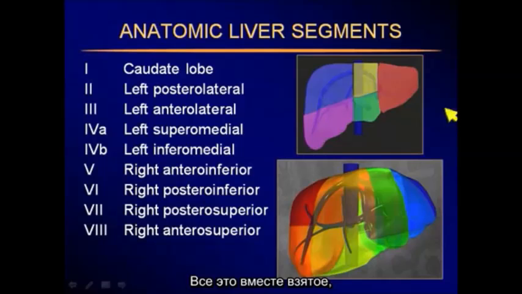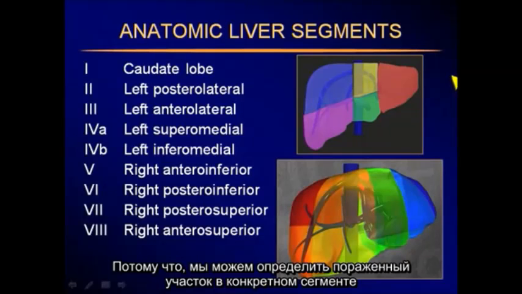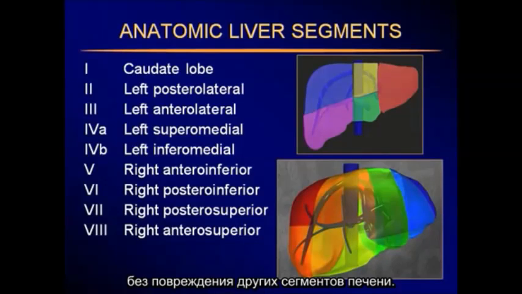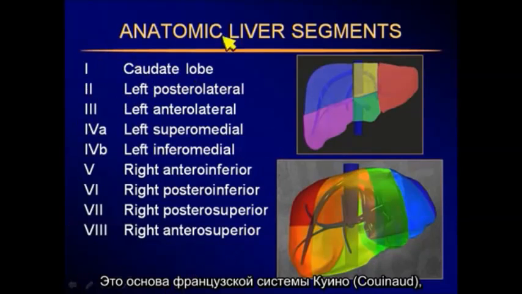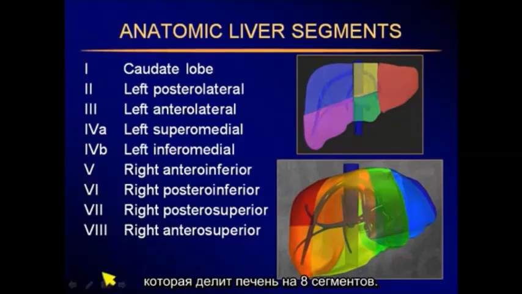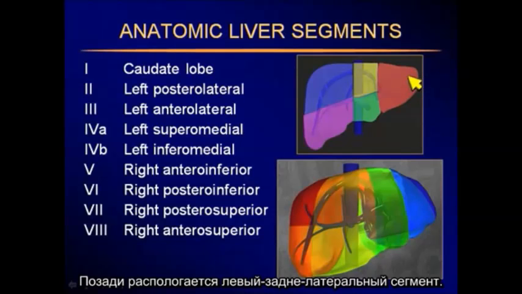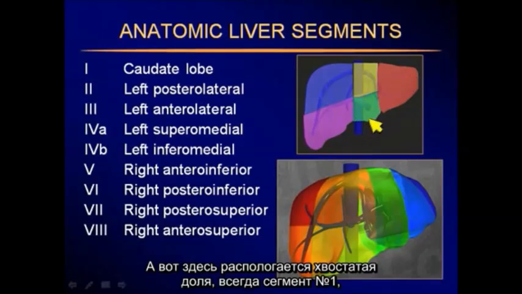All of that put together helps us subdivide the liver into subsegments, which is very useful for the surgeon, because if we can place a lesion in a specific segment, the surgeon can then go after that lesion and remove it without harming other vascular supplied segments of the liver. This is the basis of the Couinaud system, a French system that divides the liver into 8 segments. If we look at the liver from the front, this would be the left anterior lateral segment. Behind it would be the left posterior lateral segment. Way in the back is the caudate lobe.